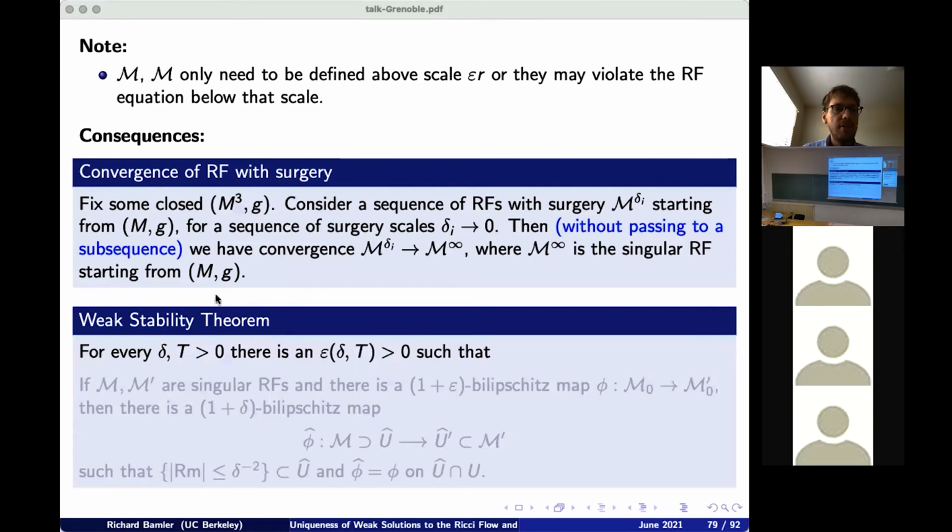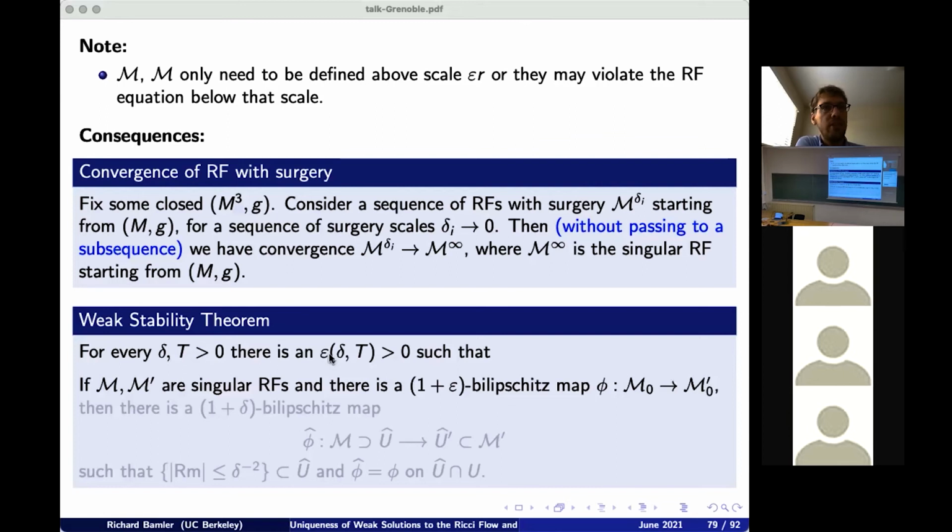The next application is more like the weak version of the stability theorem. What I'm going to do now is take the strong stability theorem, but apply it only for singular Ricci flows. This will remove a lot of the extra baggage in the statement. So what I get here is essentially that for every delta and t, there's an epsilon, such that the following is true.